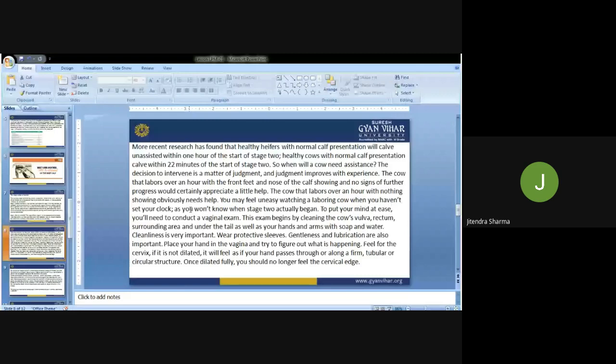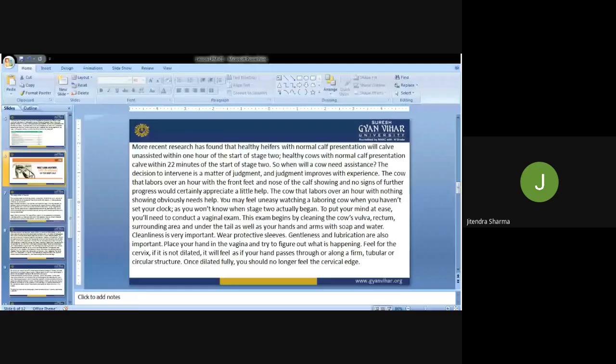More recent research has found that healthy heifers with normal calf presentation will calve unassisted within 1 hour, and 3 to 5 hours is the maximum time limit. Otherwise, plenty of research indicates that within 22 minutes from when stage 2 starts, the cow will have a calf. But intervention is a matter of judgment that improves with experience. The cow that labors over an hour with the front feet and nose of the calf not showing, you will know.